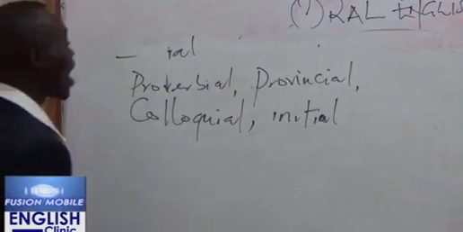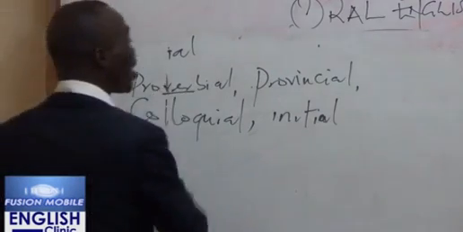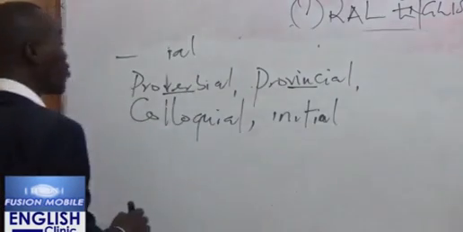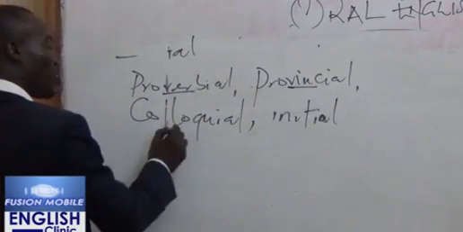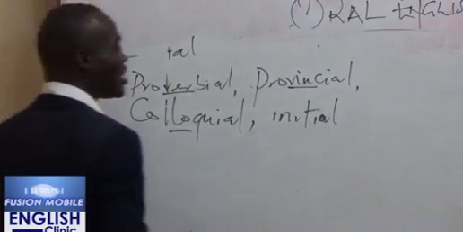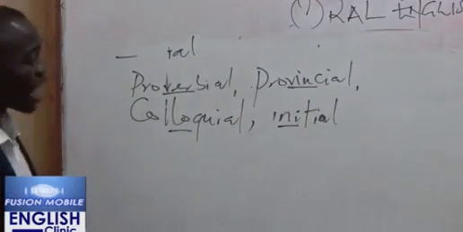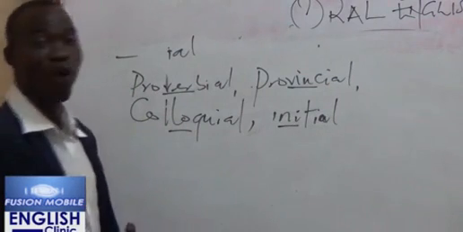Proverbial, the stress is on verb. Provincial, the stress is on vin. The next one is colloquial, the stress is on lo. And initial, the stress is on ni. Now that concludes our discussion of word stress.